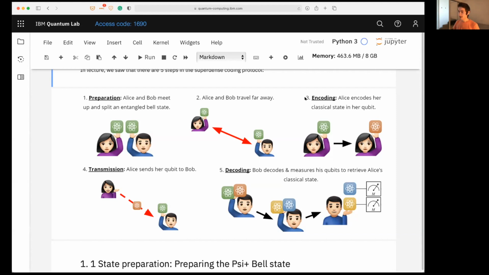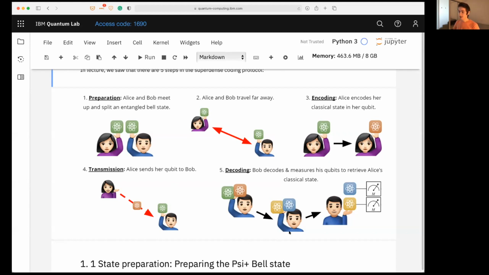Then in step three, Alice is going to encode her classical state in her qubit. So she's going to have some 2 classical bit message that she wants to send to Bob. And she's going to somehow do something to her qubit, and we'll learn what that something is. She's going to do something to her qubit that encodes that information in the entangled state. Then she sends her qubit to Bob. So this is the step where we're sending 1 qubit.